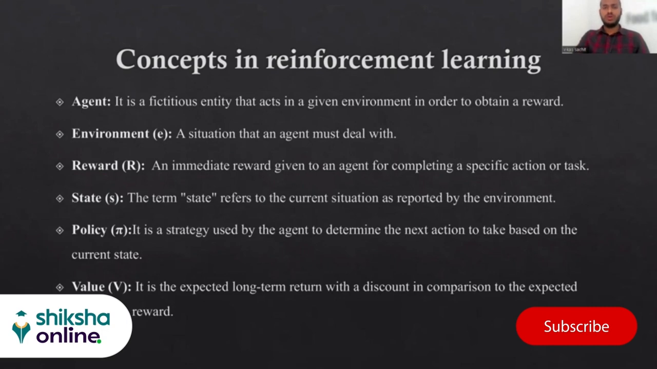Reward: if you give a positive result, then it will be rewarded. If you give a negative result, it will also be rewarded in a negative way. The state is the situation in the current environment at any given moment, and it is represented by S. And policy is a strategy used by the agent to determine the next action to take based on the current state. For example, if in the current state I am achieving a certain accuracy, whether I have to increase or change the parameters is decided by the policy.